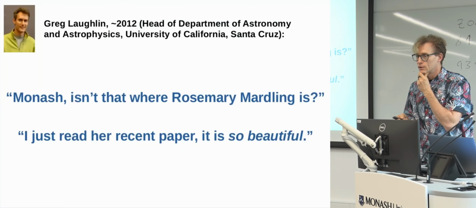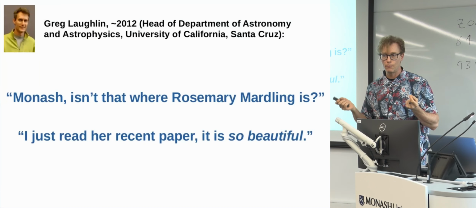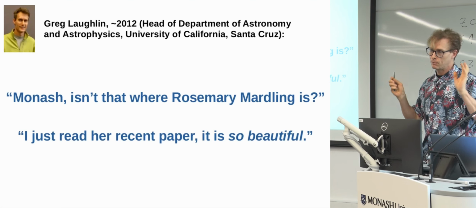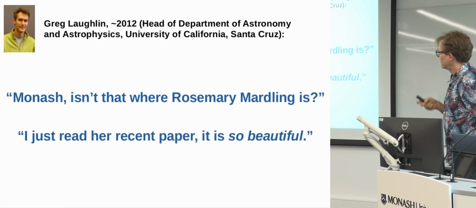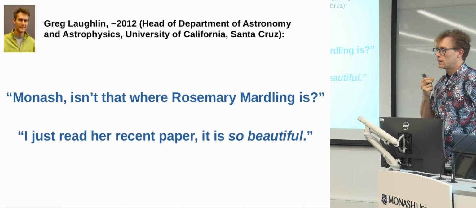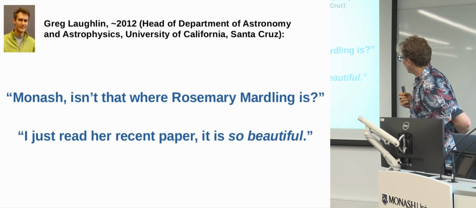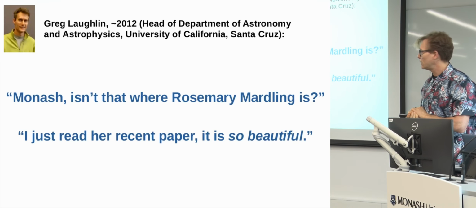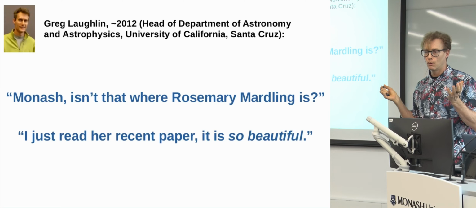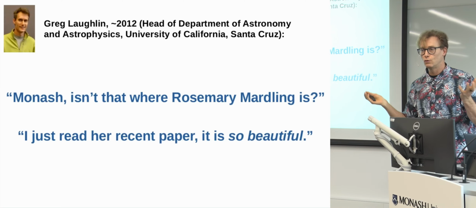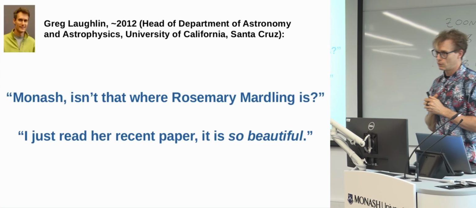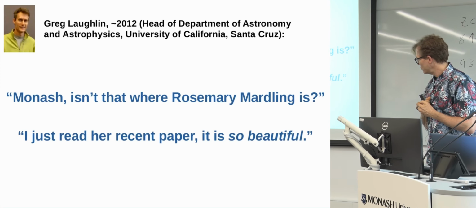But first, soon after I arrived at Monash, I started my job here, and I went to visit Santa Cruz. At the time, it was, I think, considered the best astronomy department in the world. And Greg Laughlin was the department head, and he said, "Oh, Monash, isn't that where Rosemary Mardling is?" So this is what he knew Monash for, Rosemary Mardling being there. He said he had just read her most recent paper, and it was so amazing, so beautiful, and he was very happy that such a work existed that he could now draw on for his own research.